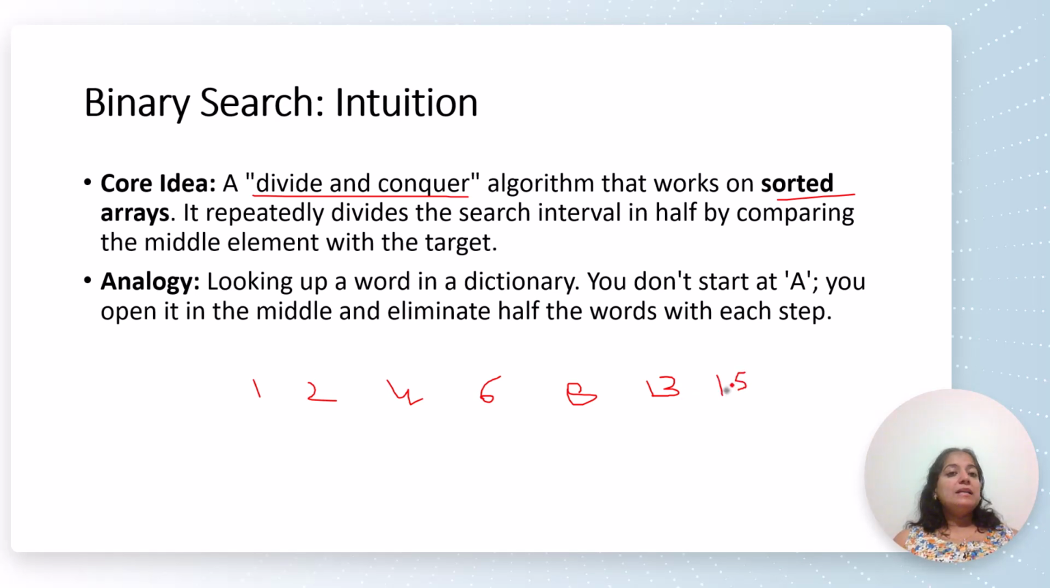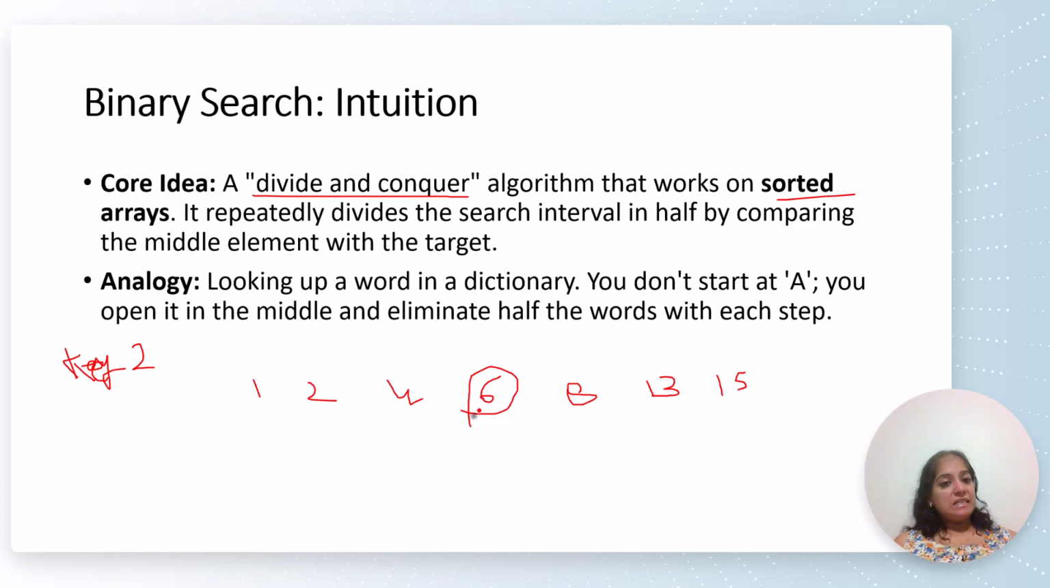How does it work? Let's say I want to find out whether the element 2 exists in the array or not. What we are going to do? We will find out the middle element. Middle element is 6, right? Now, the key is 2, the element which I want to find.